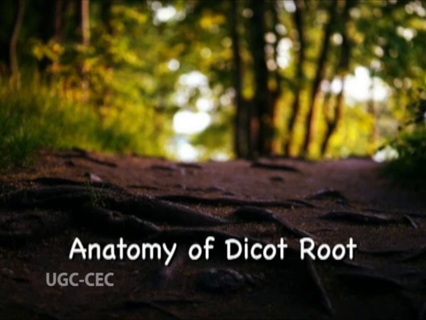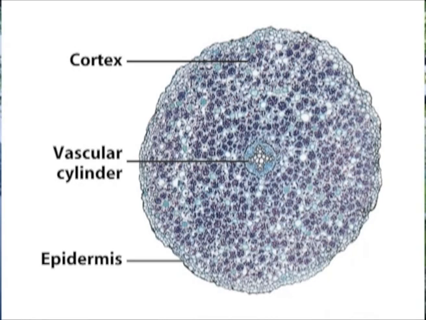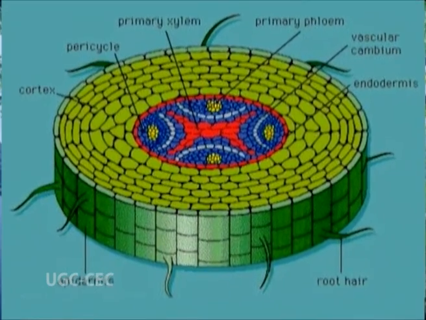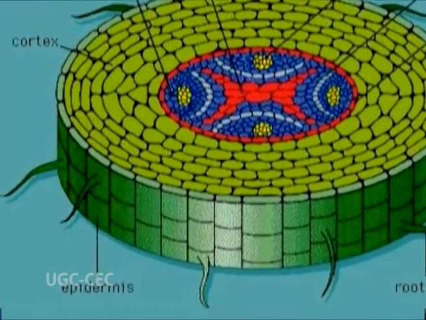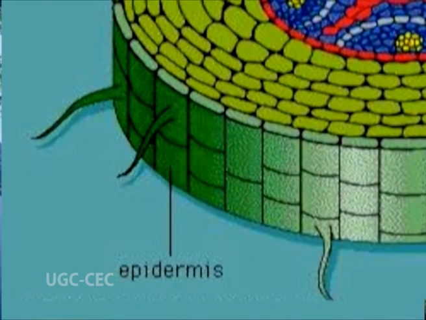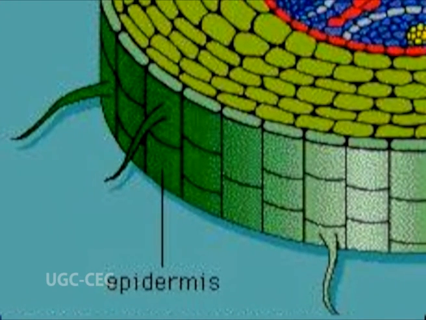Anatomy of dicot root. The transverse section of dicot root shows 3 distinct regions: the epidermis or epiblema, the cortex and the vascular bundle. Epidermis or epiblema. It is also called as rhizoderma or piliferous layer. It is the outermost covering of root which is uniseriate, that means it constitutes a single layer. The cells are thin walled, compact, barrel shaped parenchyma without intercellular spaces.